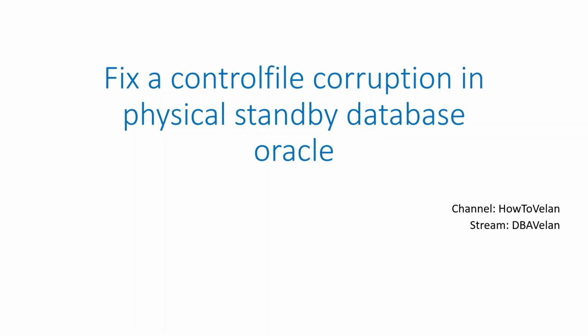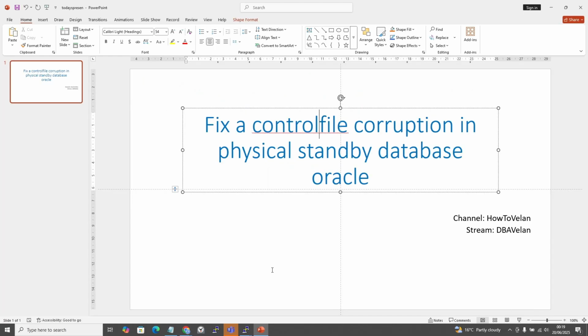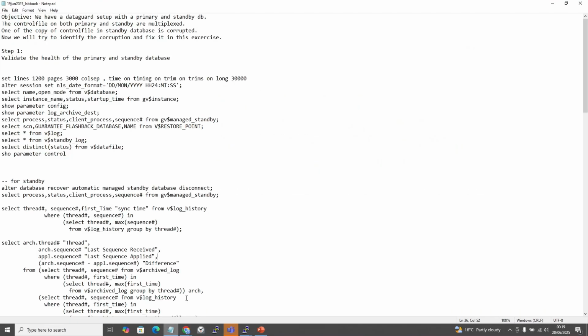Today in this video, we are going to see how to fix a control file corruption created by an IO error in a physical standby database in Oracle. Let's get into the video. As usual, we will go through our steps, the complete steps that we are going to follow as part of this video.